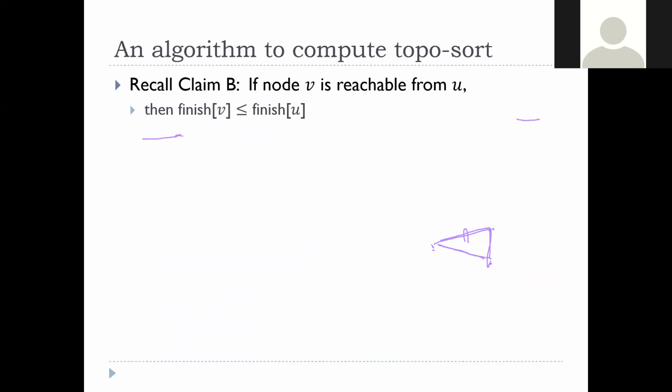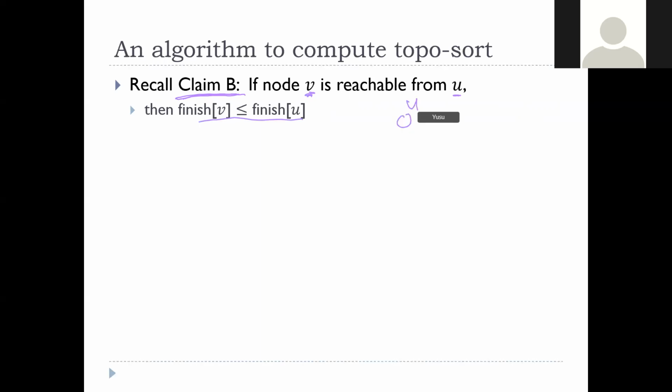All right, so what is the algorithm? This is where we're going to leverage the DFS algorithm. Recall that given the input graph, if I perform the full DFS, it doesn't matter which node you start from, and after that, remember that our claim B we introduced earlier says that if node V is reachable from node U, then the finishing time for V will always be earlier than the finishing time for U. That's what it is saying.